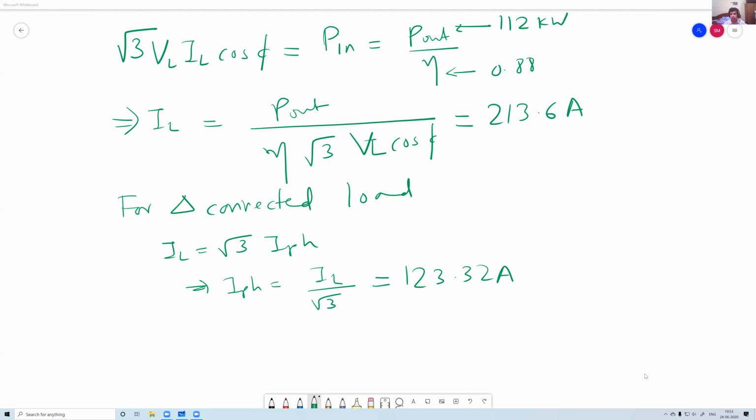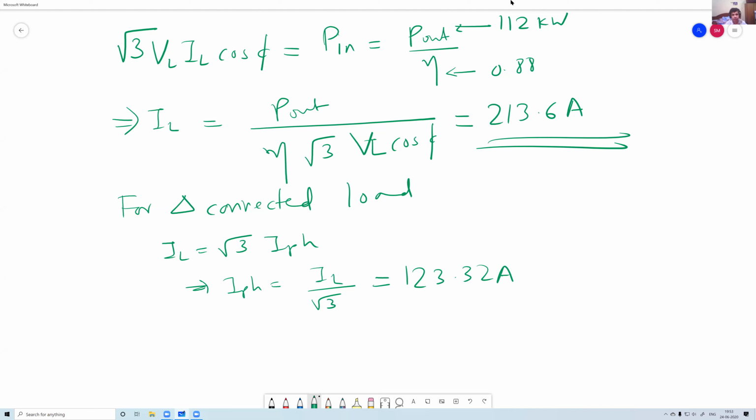Okay. So the source is star connected. For star connection, we find that IL and I phase are the same. Now IL we calculated to be this one. So that would be same as I phase. Property of star connected loads.